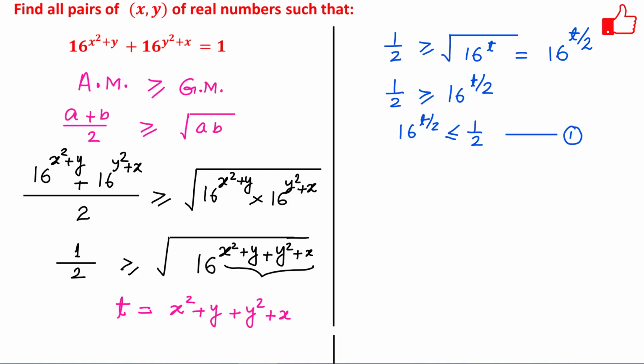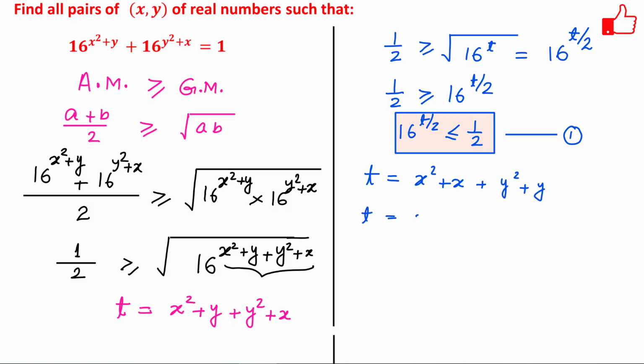So basically what we have found is an upper limit, that is 16 raised to the power t by 2 will be less than or equal to 1 by 2. Now similarly we can find the lower limit. To find the lower limit, let us consider the expression for t. So what is t? t is basically equal to x square plus x plus y square plus y.